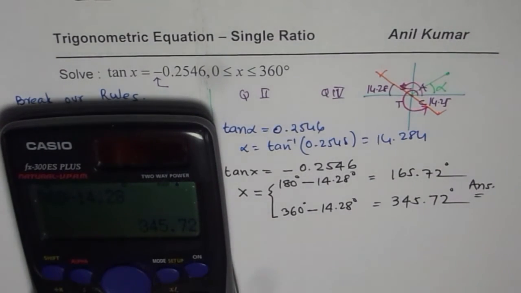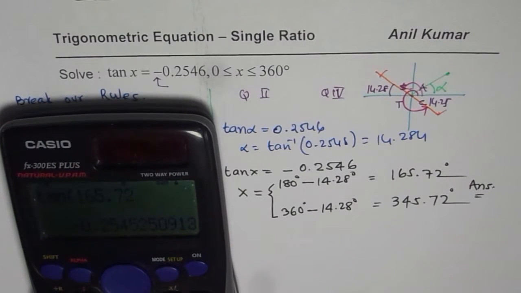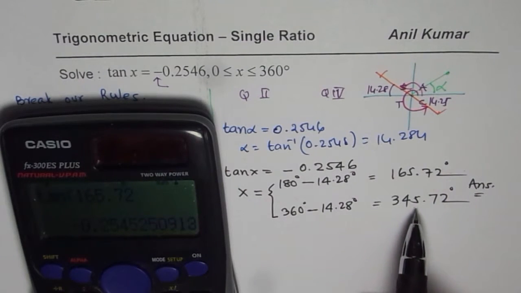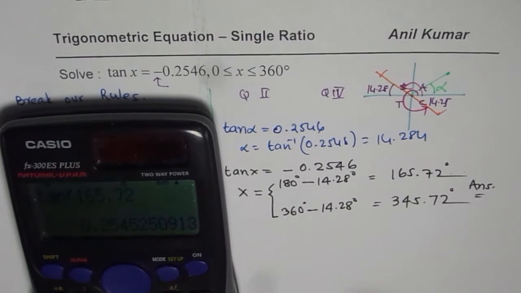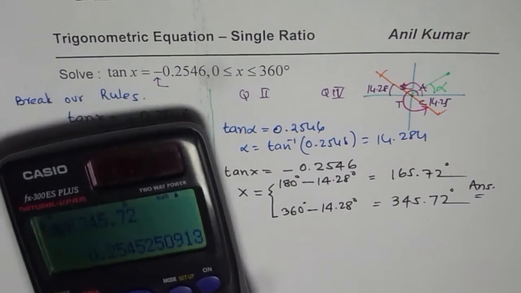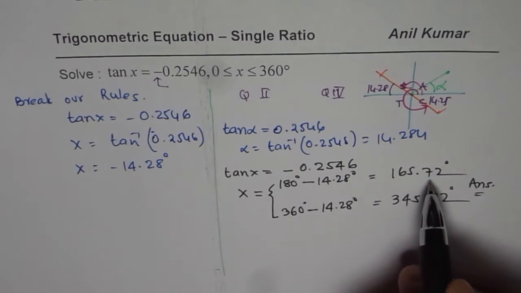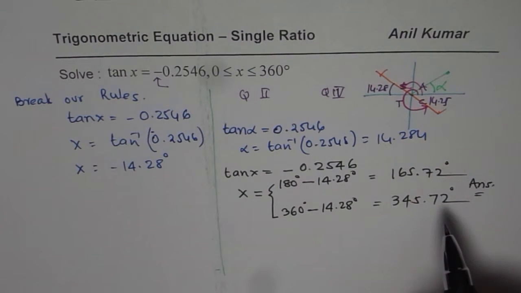Now, let us check. We have tan of 165.72 equals minus 0.25452. Okay, it's close, right? Since we rounded the number. To get an accuracy of 4 decimals, I should have used 4 decimal places here. Anyway, let's find with the other one. The other one is tan of 345.72, which gives you minus 0.2545525, which is close enough. So these are absolutely correct answers, rounded to 2 decimal places, correct? That is how you should be doing it.